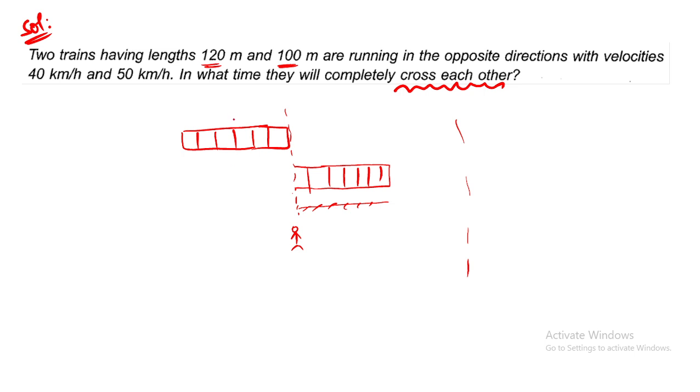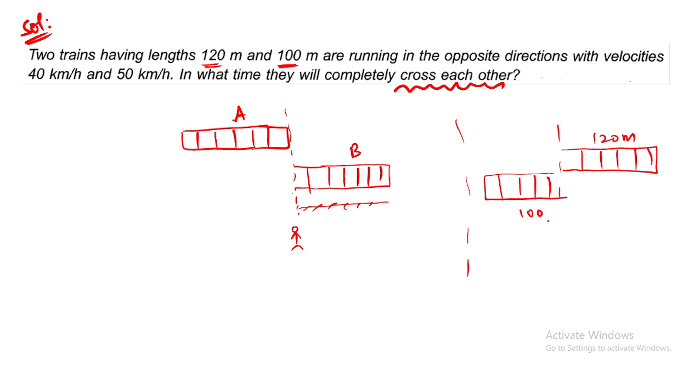This is A train, let's say, and this is B train, let's say. From the reference point, A train will be like this, yes or no? Next, what about B train here? It will be like this, both cross each other. How much is this one here? 120 meter. How much is this one here? 100 meter. Total distance crossed is how much?